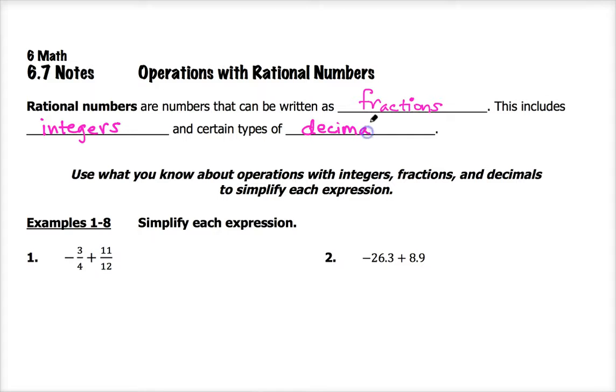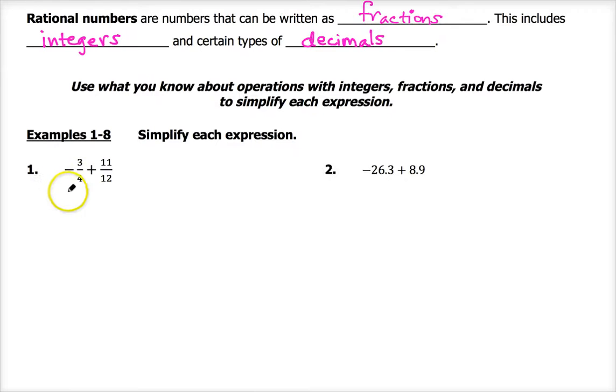So we're going to put together what we know about operations with integers, how to add, subtract, multiply, and divide those, along with what you already know from the beginning of the year about fractions and decimals, and practice simplifying all three types of expressions. Okay, so in number one, we have negative 3/4 plus 11/12.